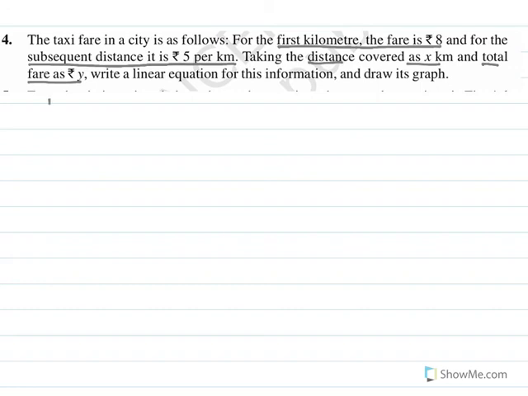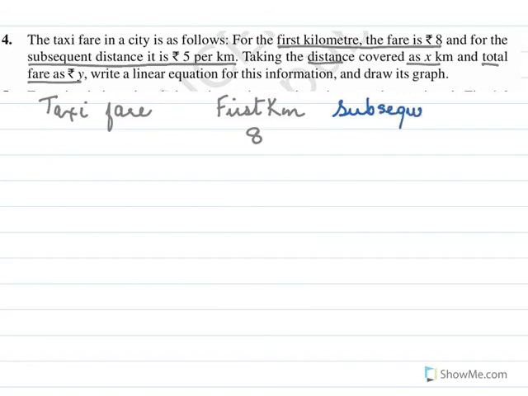So this taxi fare has got two parts. One part is of the first kilometer, which is fixed, and that is always 8. And the second part is of the subsequent kilometers, the following kilometers, and that is at a rate of rupees 5 per kilometer.